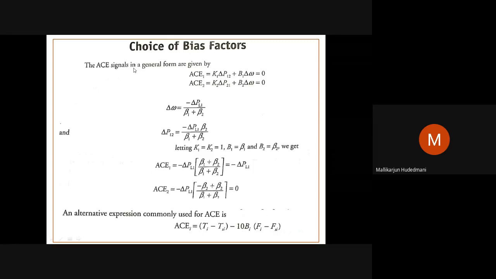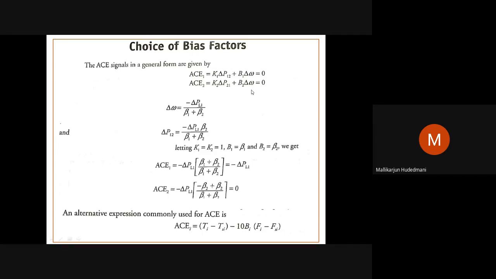ACE signal in a generalized form is written as ACE1 equal to K1 delta P12, with the gain of K1, delta P21 with the gain of K2, B2 or beta 2 delta omega, beta as it is. It should be 0 actually. ACE of area 1 is 0, ACE of area 2 is 0. It indicates that both the areas are in steady state.